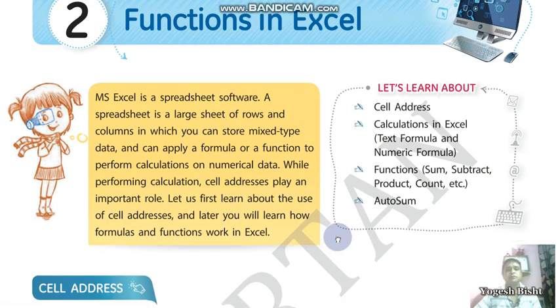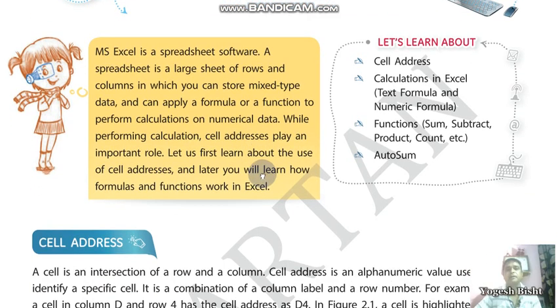So first of all, the definition of an MS Excel is it is a spreadsheet software. A spreadsheet is a large sheet of rows and columns in which you can store mixed type data. Mixed type data means it would be a numeric data, text data, date and time, and within any other format, and can apply a formula or a function to perform calculations on numerical data.